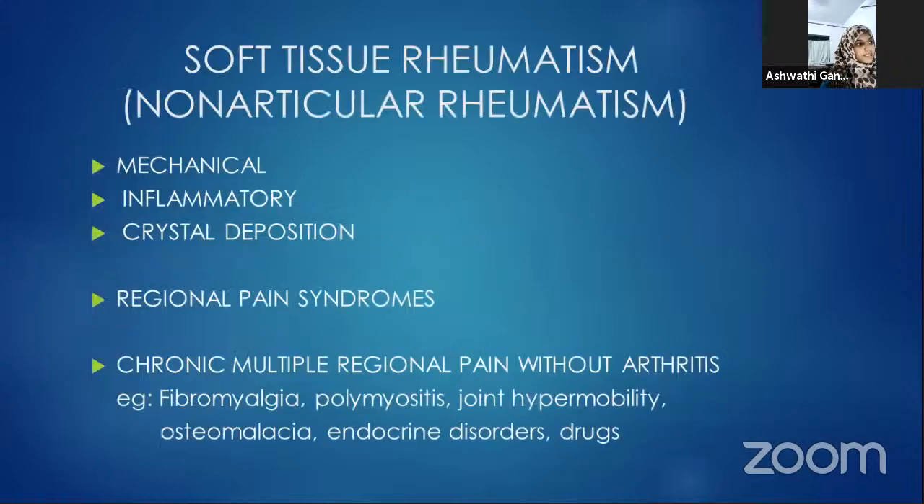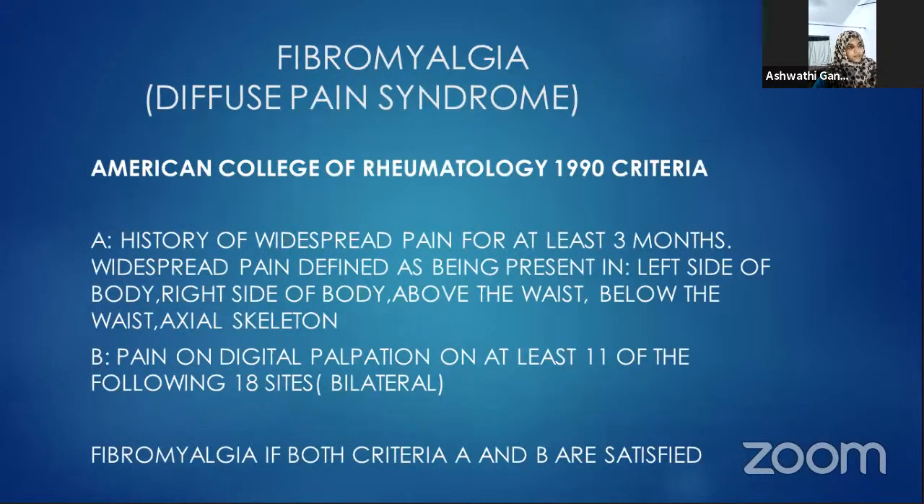Then, as we already discussed, soft tissue rheumatism is affection of the structures near to the joint. They can be mechanical, inflammatory, crystal deposition, and they can be regional pain syndromes. The most important one is fibromyalgia, that is a diffuse pain syndrome. It is the most common generalized pain syndrome we can see in general practice.